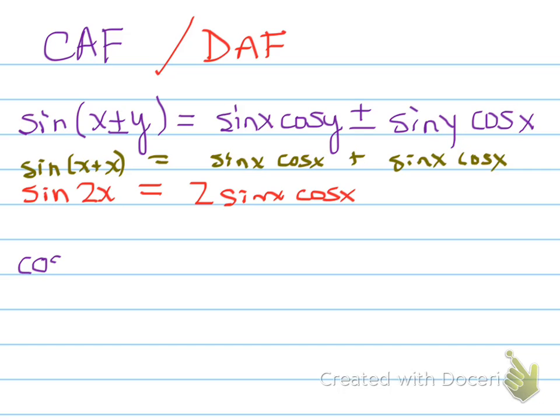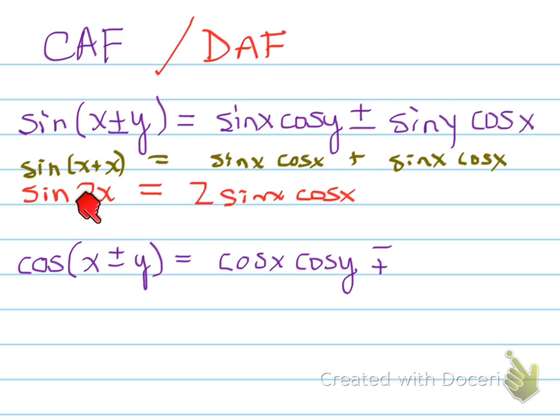Now, cos of x plus or minus y is equal to cos x cos y minus or plus sine x sine y. Now note, if it's plus here, it'll be minus over here. So it'll be the opposite sign. Kind of like you think of the derivative of cosine has the opposite sign. Where sine has the same sign, cosine has the opposite sign.